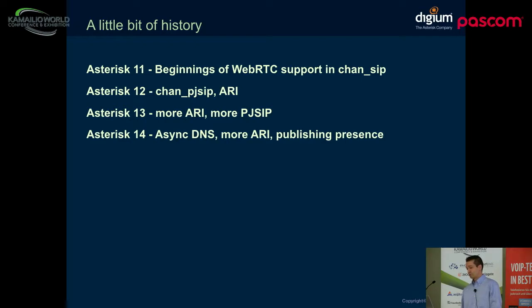In a web-controlled world. Asterisk 13 included a lot more ARI support and more PJSIP support. Asterisk 14 had asynchronous DNS added to the core, had some more ARI improvements, and also added the ability to publish presence to an external presence arbiter, like a SIP entity like Kamailio World or any of the other ones that are out there.